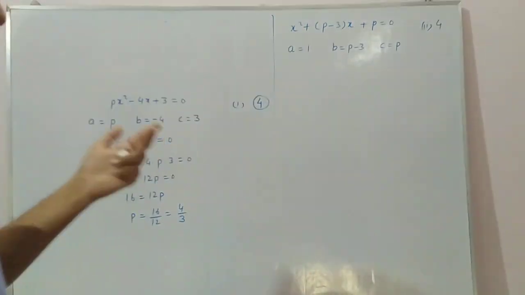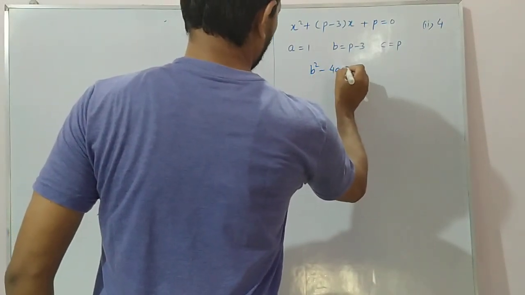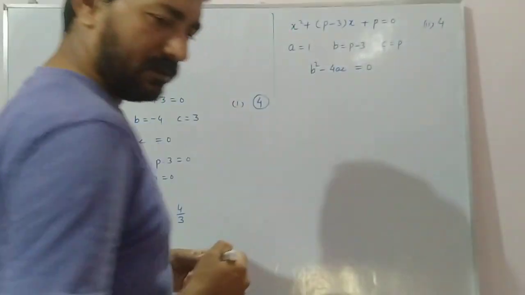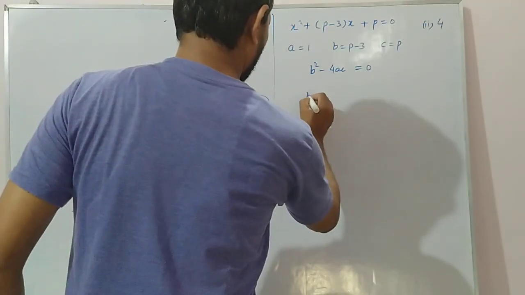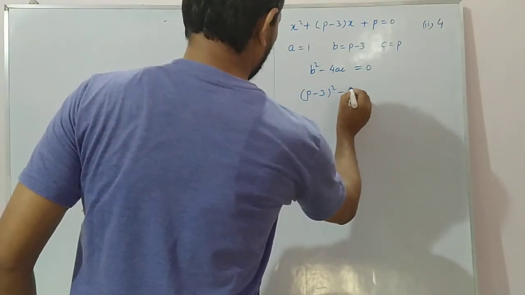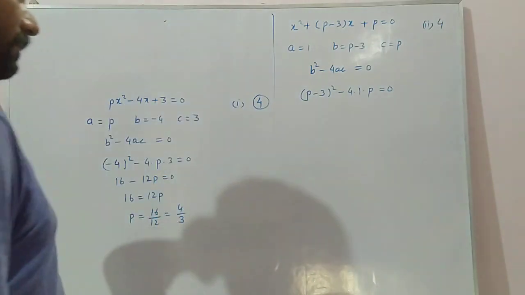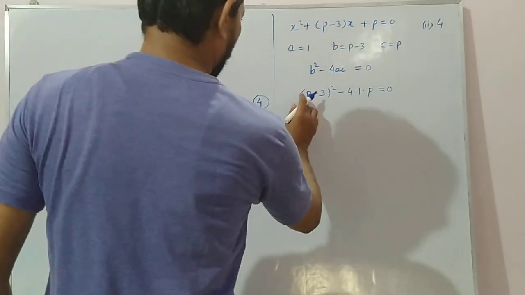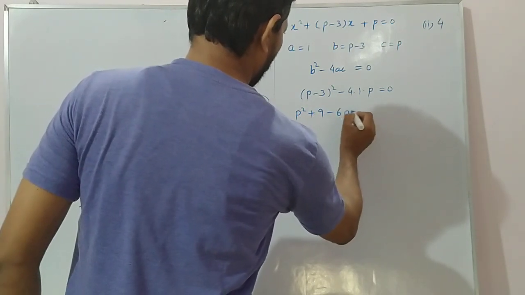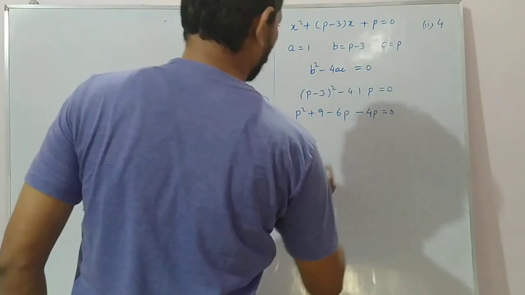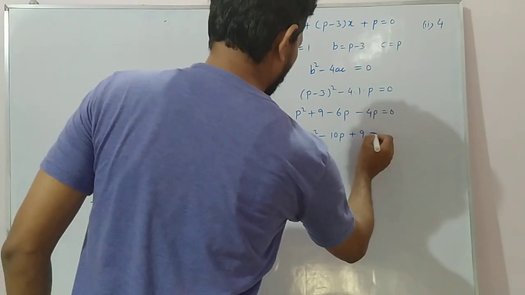As we have done in question number 4, as the roots are real and equal, b square minus 4ac should be equal to 0. So b square, that is p minus 3 the whole square, minus 4ac, that is 4p, equal to 0. If we expand this using a square plus b square minus 2ab, this is minus 4p equal to 0. So p square minus 10p plus 9 equal to 0.